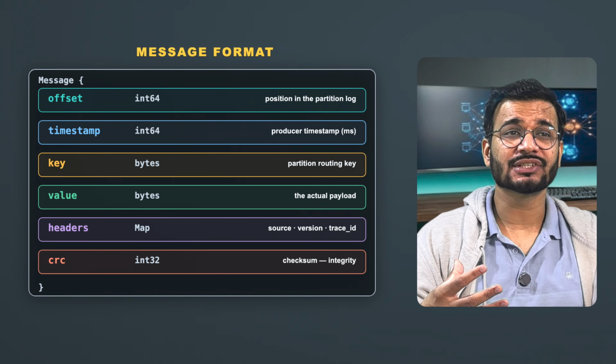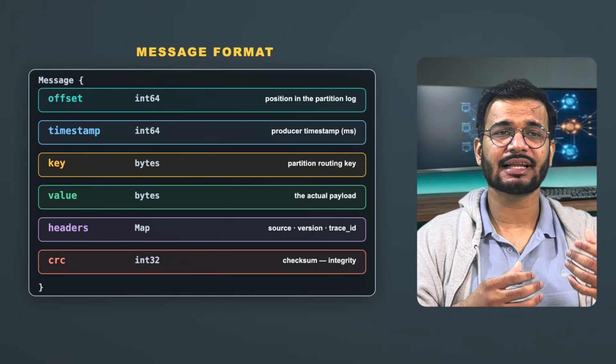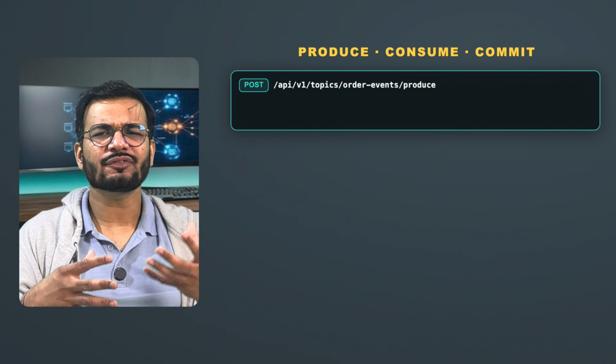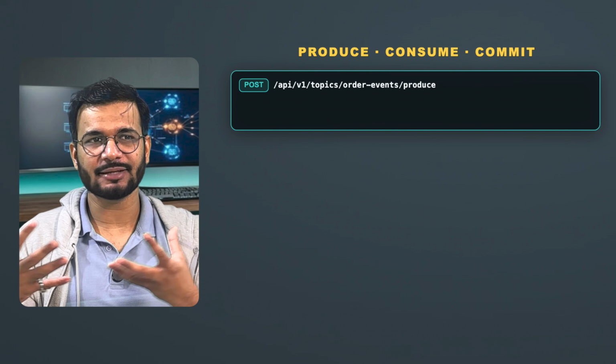Then we have the headers. It is a map which has metadata like source, version, trace ID. Then we have the CRC. It is kind of a checksum that is used for integrity matching.